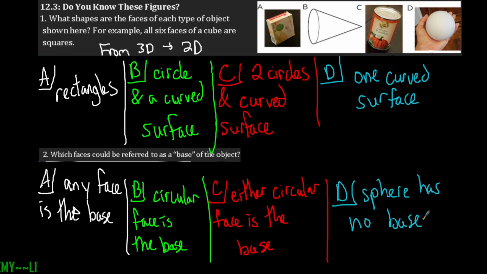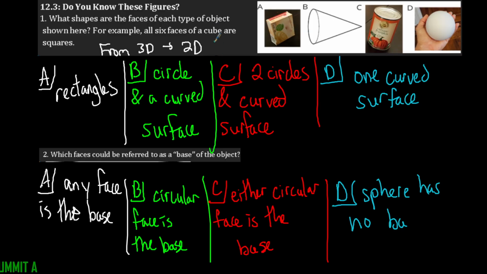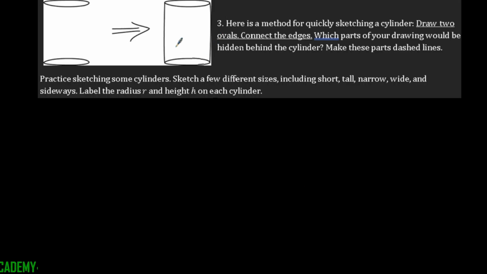All right, so the next part, it says here is a method for quickly sketching a cylinder. You want to draw two ovals, and then you just want to connect those edges. Similar to what they have in the picture, notice how they have two ovals, and then those two side lengths as the height. So which parts of the drawing would be hidden behind the cylinder? Those are going to be the dashed lines. When you draw it, this inside amount is where the dashed line is.